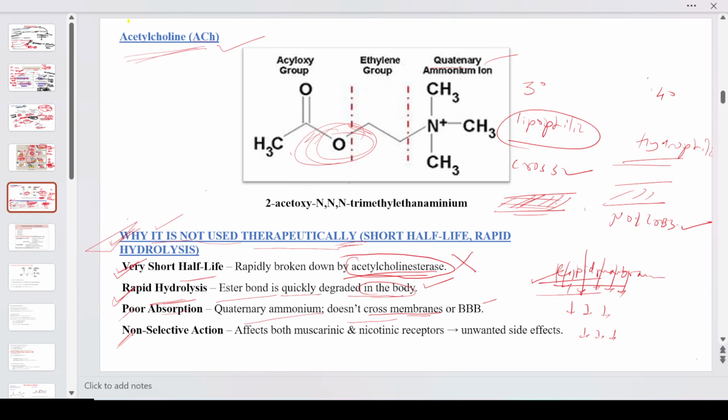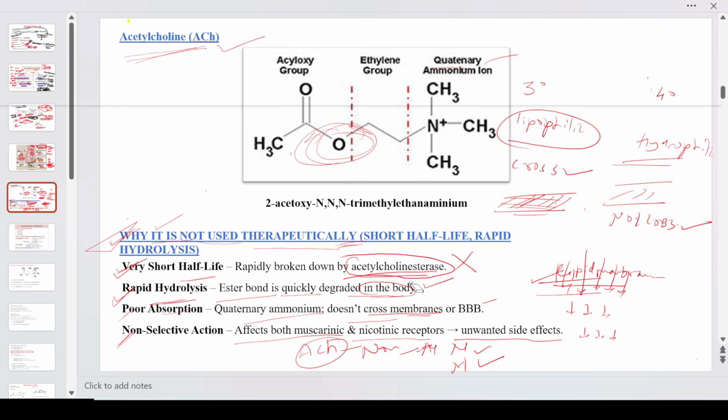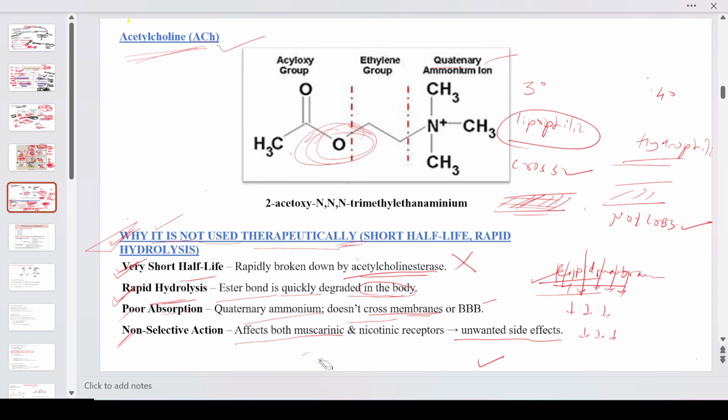Now, non-selective action affects both muscarinic and nicotinic receptors, and it gives unwanted side effects. So the main thing is, this acetylcholine is non-selective. It works on both nicotinic and muscarinic receptors. For example, suppose we want acetylcholine to work only on the nicotinic receptor.